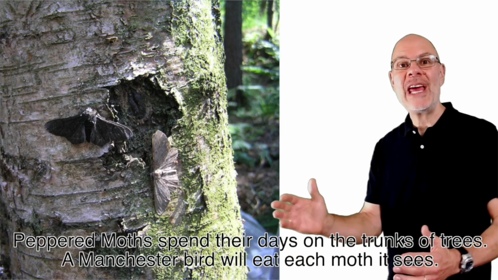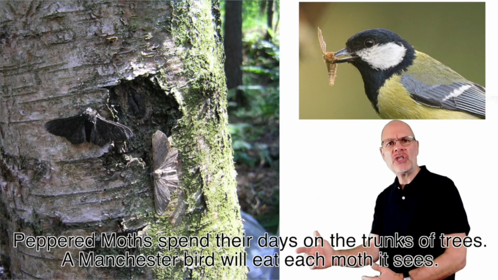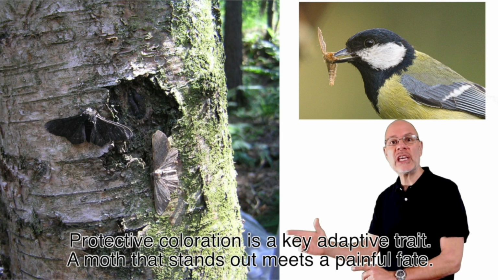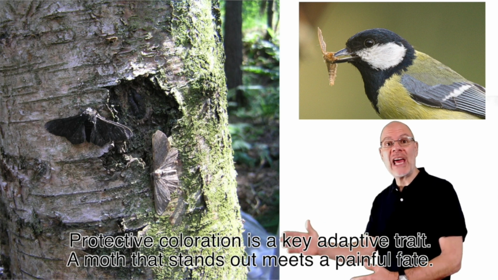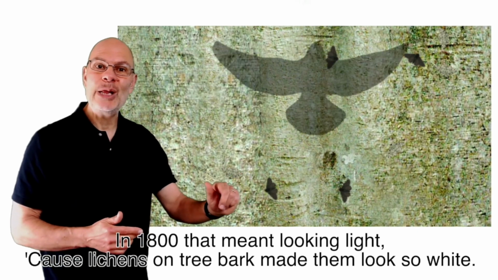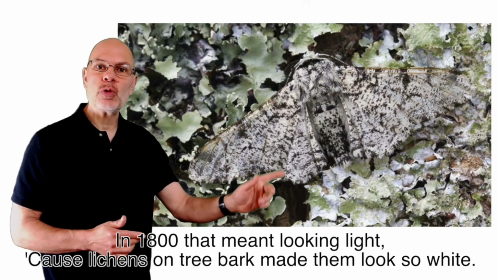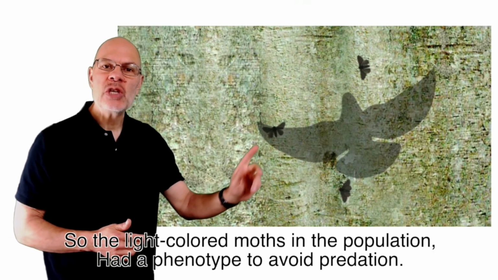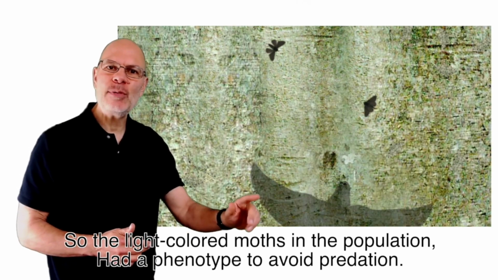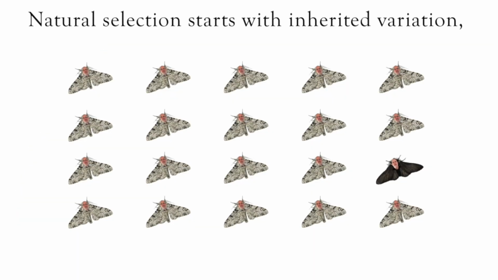Peppered moths spend their days on the trunks of trees. A Manchester bird will eat each moth it sees. Protective coloration is a key adaptive trait. A moth that stands out meets a painful fate. In 1800 that meant looking light, 'cause lichens on tree bark made them look so white. So the light-colored moths in the population had a phenotype to avoid predation.